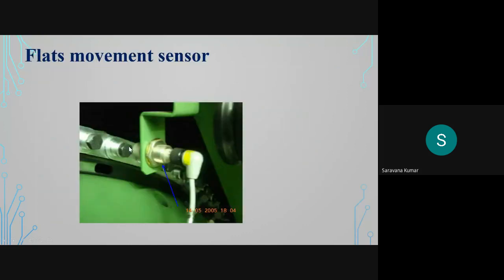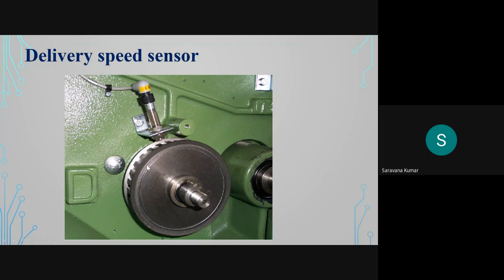This is a kind of speed detecting machine. You can see the proximity sensor here. Each and every bolt sends pulses, so it counts the number of pulses with time, and based on that it calculates the RPM of the machine. It is called a flats movement sensor, or a delivery speed sensor. It is also used to count the number of pulses to calculate the RPM. We use proximity sensors depending on the application, so it will vary.